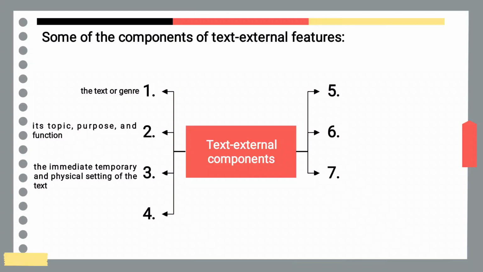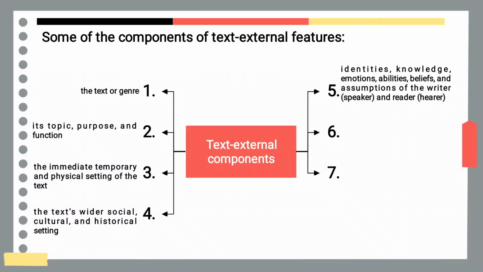Next, the immediate temporary and physical setting of the text. This refers to the location where the text or discourse is produced. Next, the text's wider social, cultural, and historical setting. So it is about the background of the text and the underlying phenomena and elements related to the social, cultural, and historical aspects.